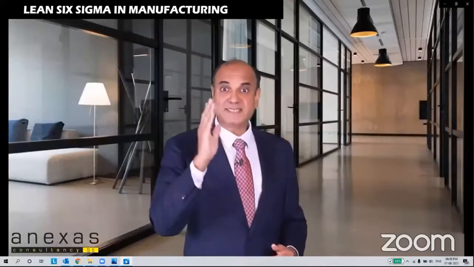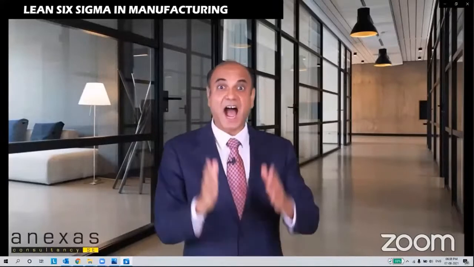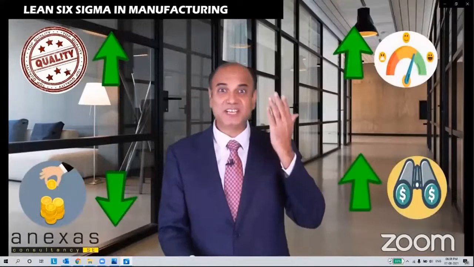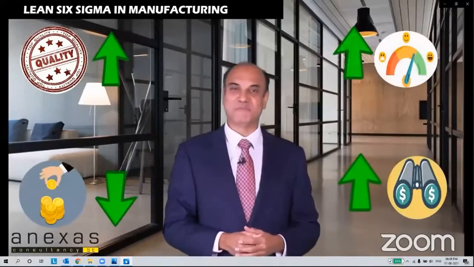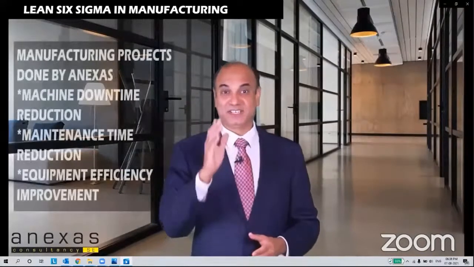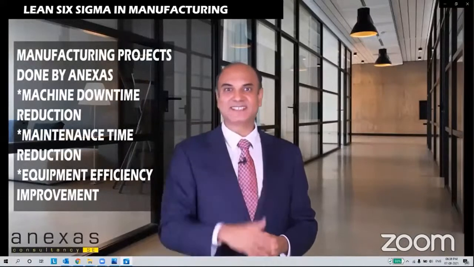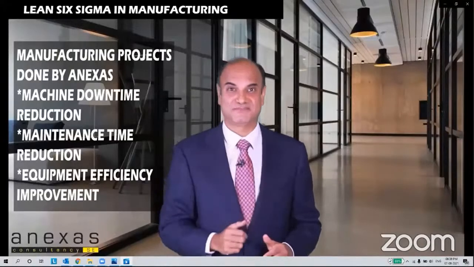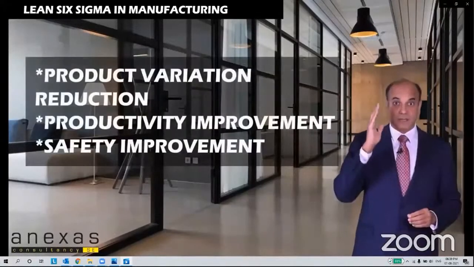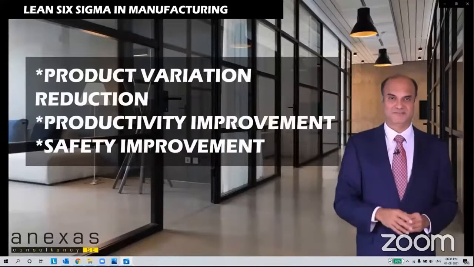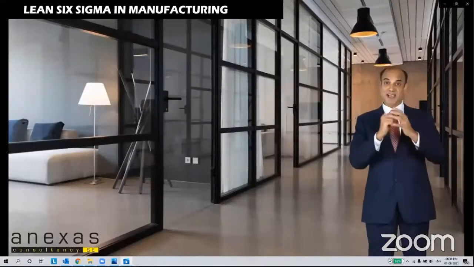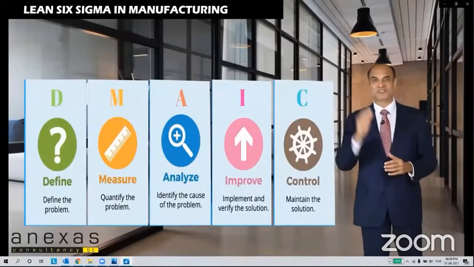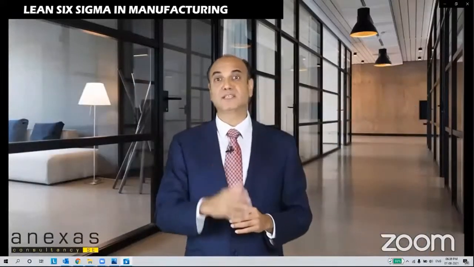The moment I say Lean Six Sigma techniques, high quality, low cost, increased profits, and customer satisfaction should automatically come to your mind. It is very rightly said that machines are mere pieces of metal if they cannot be made efficient. Lean Six Sigma helps you to do this. What is the core of Lean Six Sigma? It's DMAIC: define, measure, analyze, improve, and control. It helps you to reduce existing problems with unknown causes.